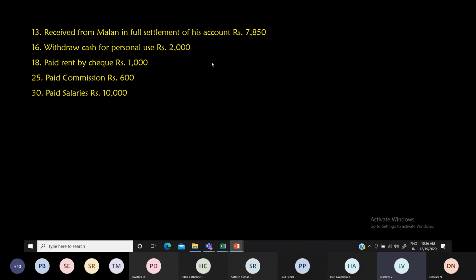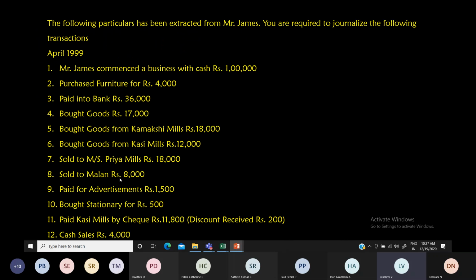Whenever you come across this term, you have to go through all the previous transactions that have taken place with Malan. You have to go through everything. When you receive something, it means you have given him some goods, you have sold him goods, and because of that you are receiving. That is what we have to understand by default. Received from Malan means you have to go through all the transactions that previously occurred with Malan. So let us go through on which date you had a transaction with Malan. Okay, so Malan, it is on the 8th actually. Sold to Malan rupees 8,000. You have sold him rupees 8,000 worth of goods. Goods is not mentioned, but by default you have to understand it is goods only. Okay.